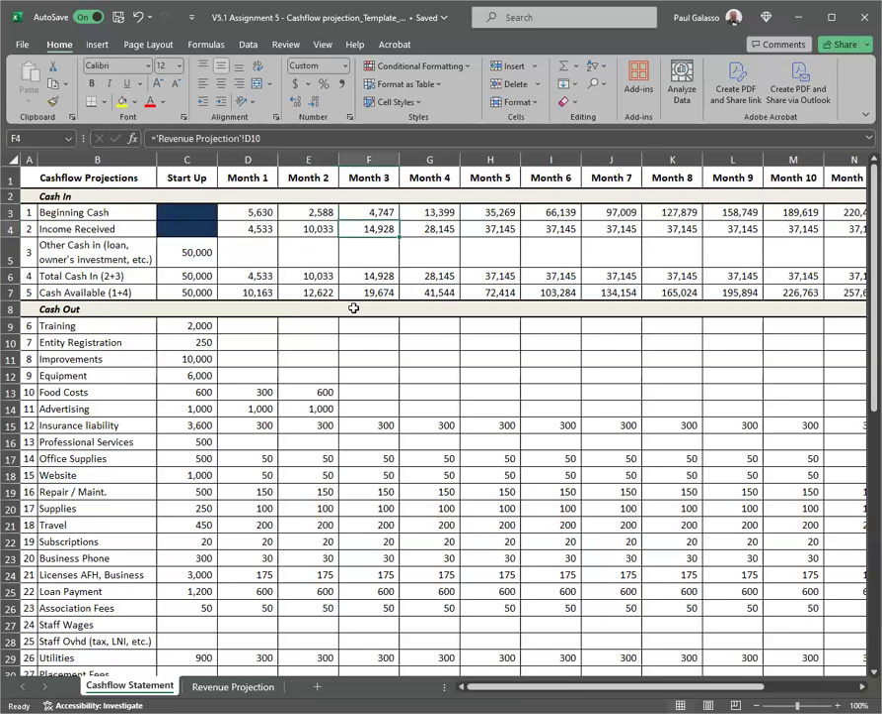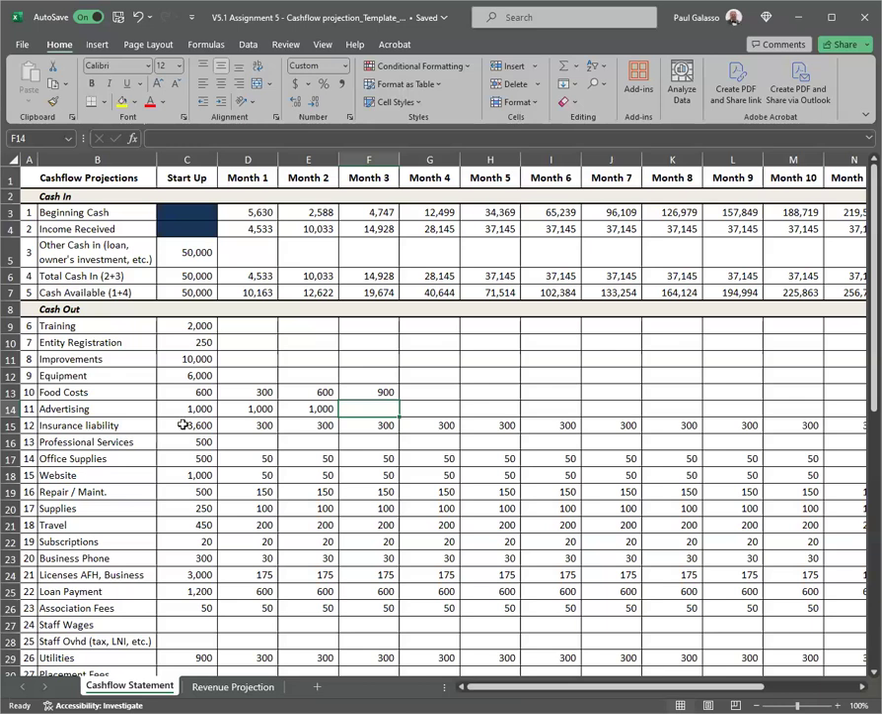We bring on one additional resident, so now we have 3. So our cash available at the beginning of month 3 is $19,674. Now we can go through and put in the added costs for month 3. Now we have 3 residents, so 3 times 300 for food is $900 in food cost.